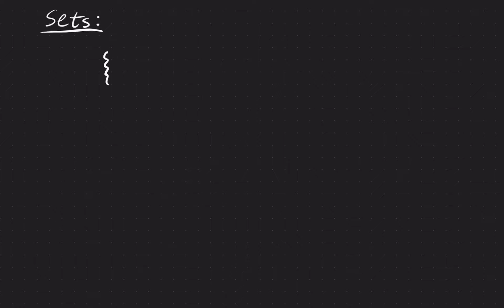We also will not care about the order, so {1, 2} is the same set as {2, 1}.